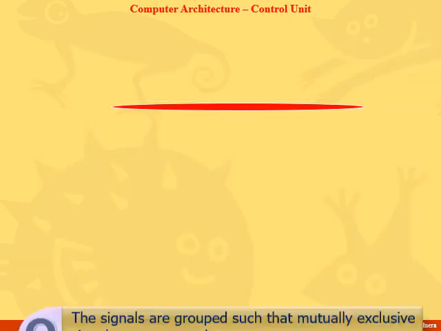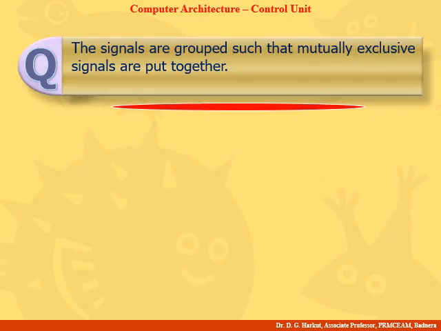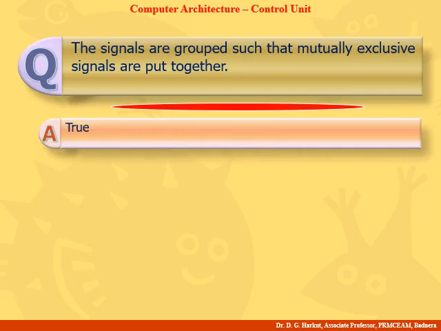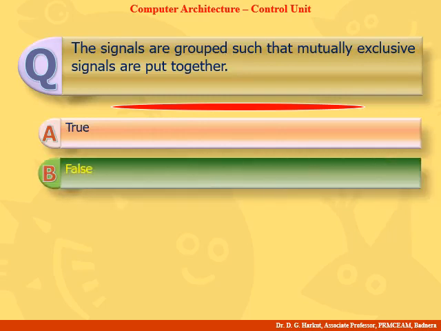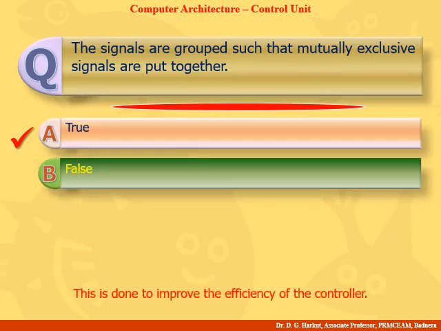Next, the signals are grouped such that mutually exclusive signals are put together. State whether the statement is true or false. Option A true, option B false. The statement seems to be true. This is done to improve the efficiency of the controller.